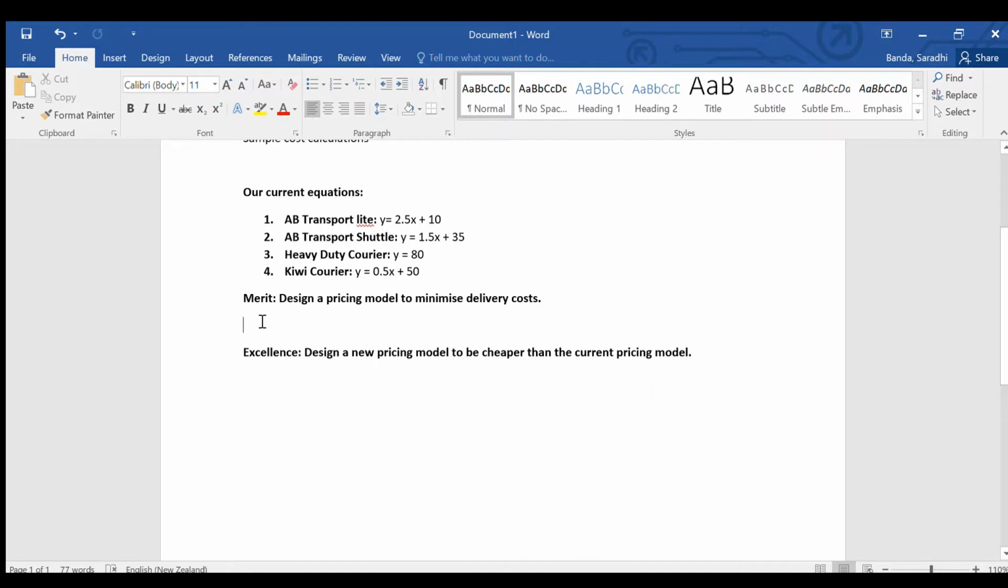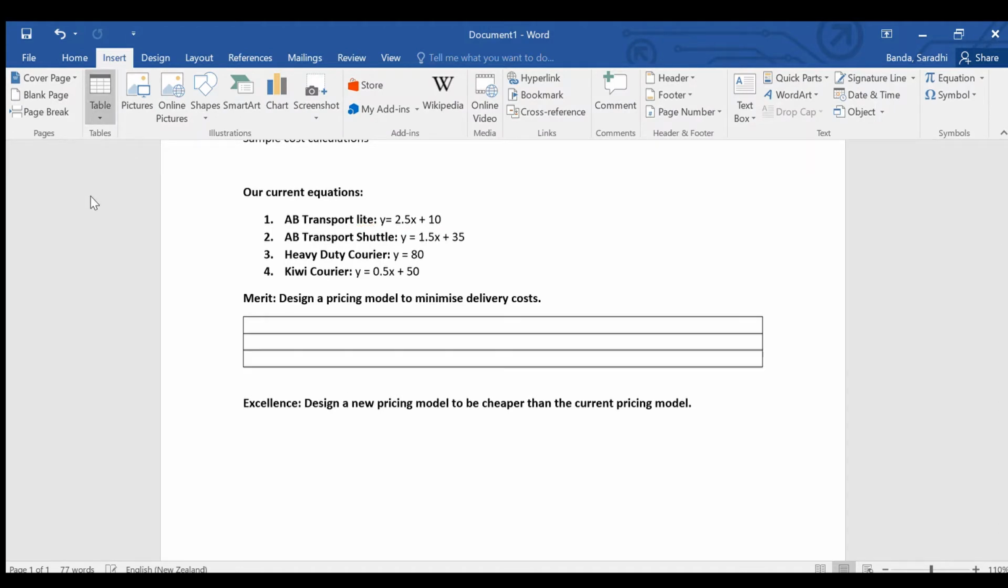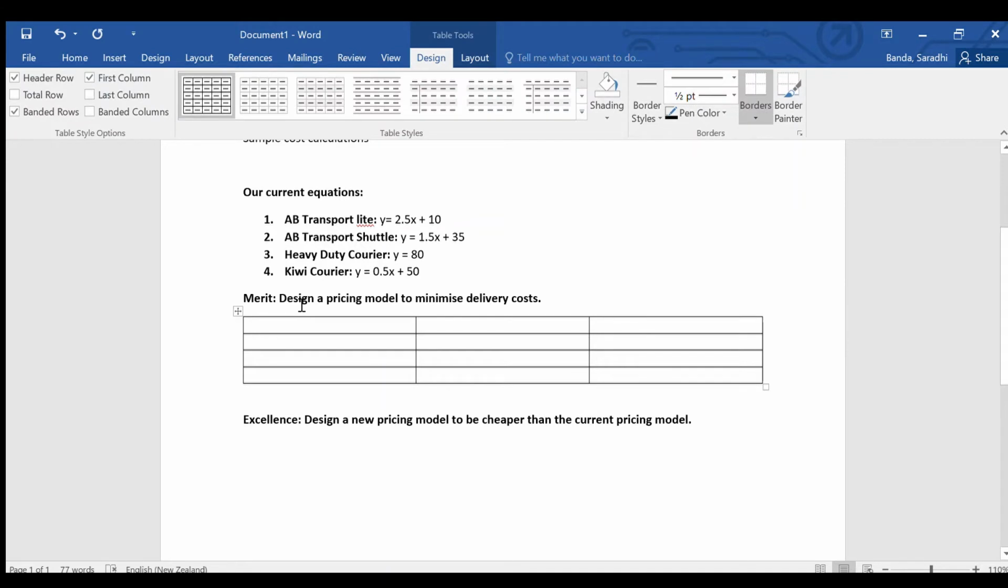All right, so the first thing that I'll be doing here is I'll generate a table for this. Let me quickly grab and generate one. The first heading is going to be equations. The next one is my X value ranges. And the last one is going to be the company name.